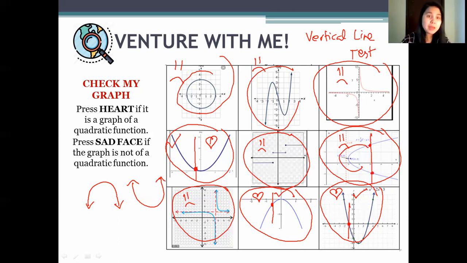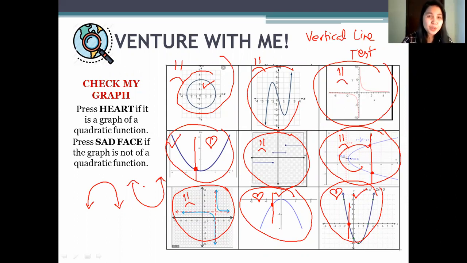But if you ask me, ma'am, is it still quadratic? Yes, it's still quadratic. Actually, the circle is also quadratic. You learn that in grade 11 if you'll take pre-calculus. But they are not quadratic functions. So again, the graph of the quadratic function will only be a parabola that opens downwards or a parabola that opens upwards. Very good. Most of you got them right in our venture activity.